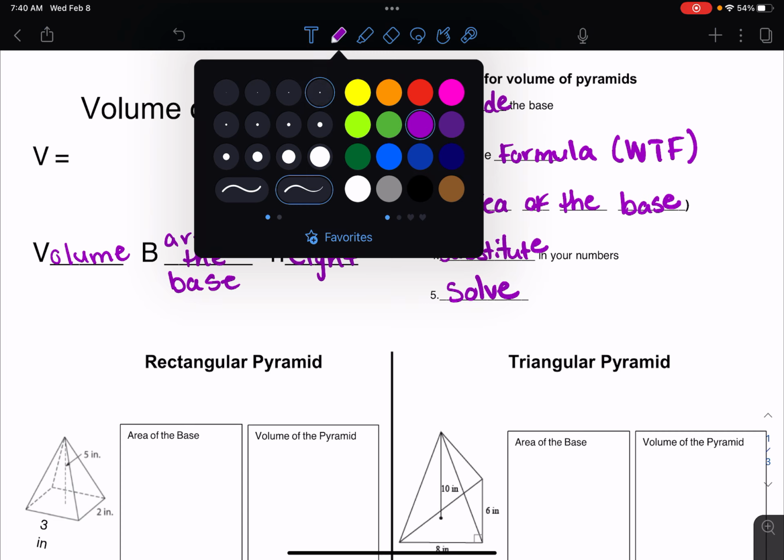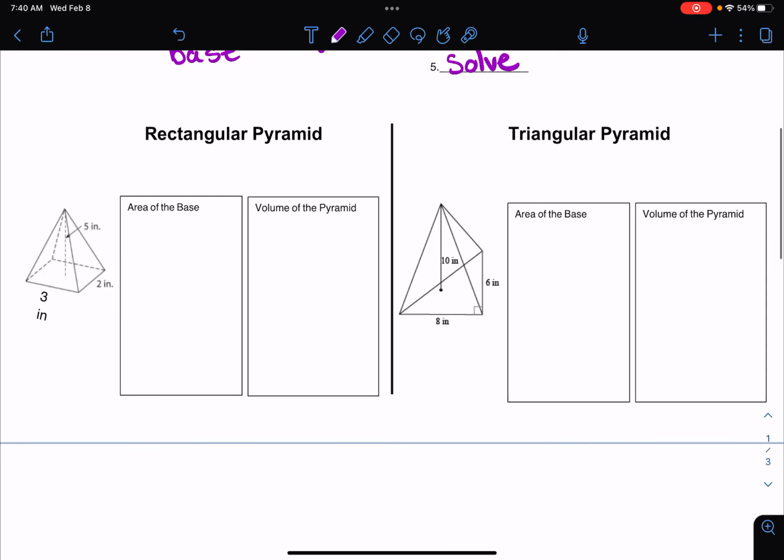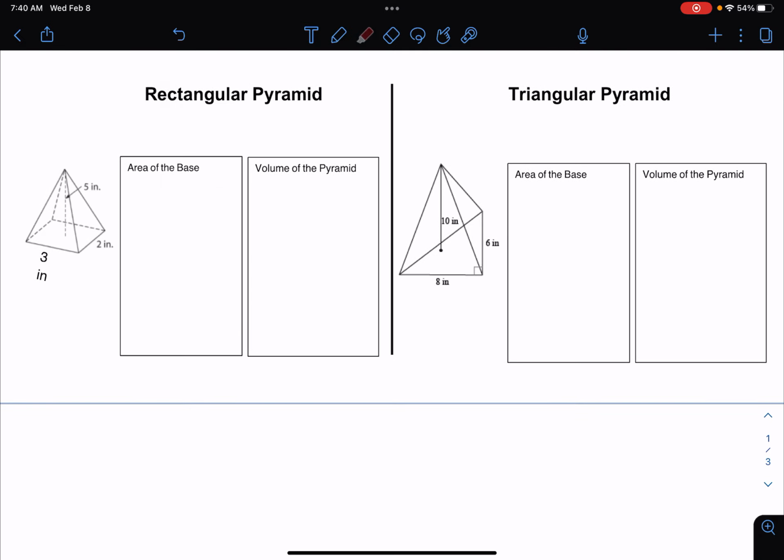Alright. So now we're going to go ahead and solve the first one. We're going to start by shading our base. It's a rectangular pyramid, so that means our base shape is a rectangle. We're going to shade our base, and it's going to be that bottom rectangle. Remember, when we say rectangle, it can be an actual rectangle or a square. So we're going to find the area of a rectangle, and the formula for that is, yes, A equals base times height.